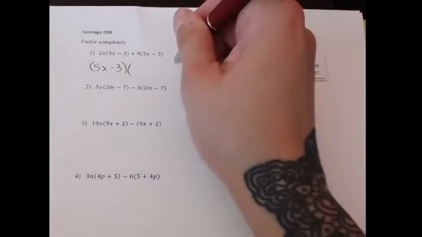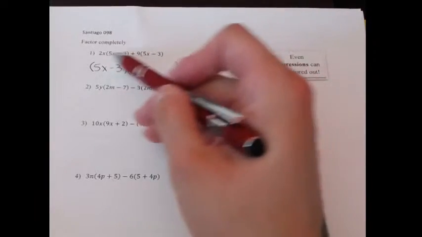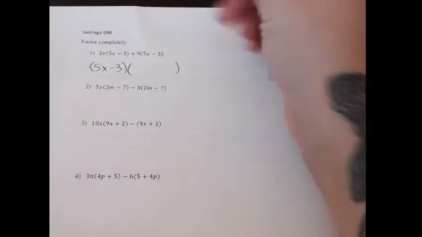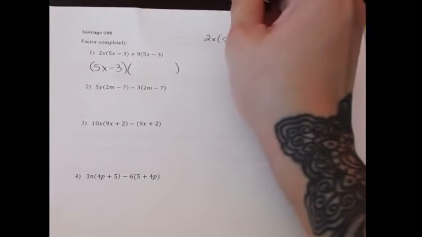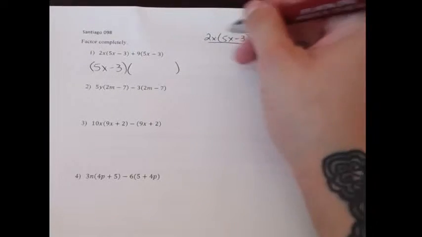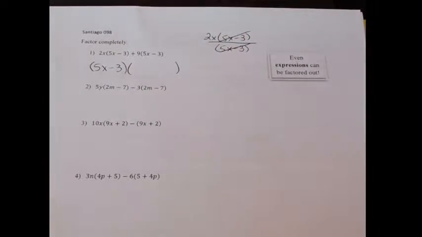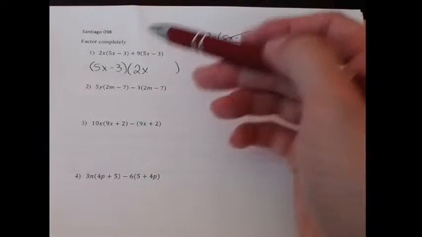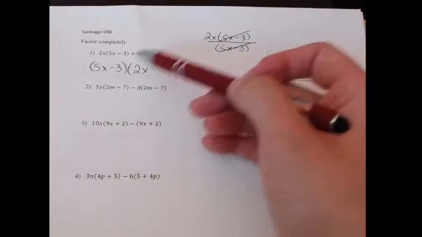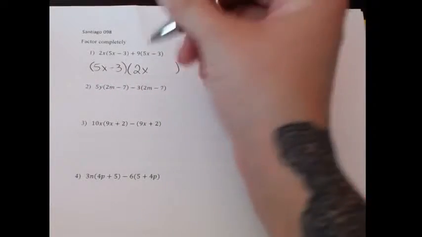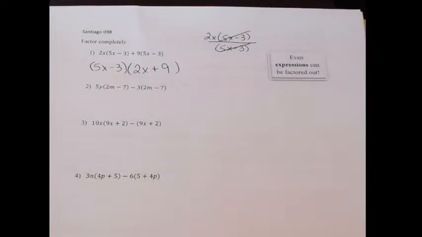Now, if I divide the 5x minus 3 out of my first term, do you agree that, and I'm going to write this on the side because I want you to see this, if I take my 2x times 5x minus 3 and I divide by 5x minus 3, that those cancel, leaving me with just a 2x? Very nice. Similarly, with our second term, when I divide by the 5x minus 3, they cancel and it leaves me with a positive 9. And guess what? That is the complete answer. 5x minus 3 times 2x plus 9.